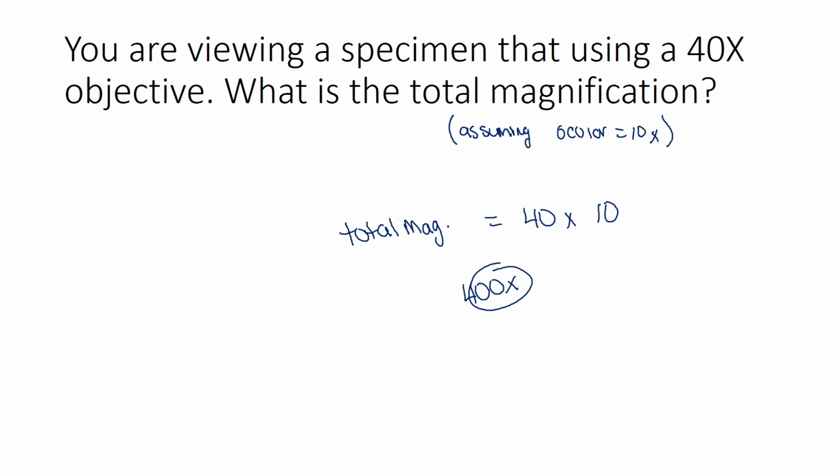All right, so that's a sample calculation. It can be asked in a number of ways. You might be given the total magnification and the ocular magnification, and you have to determine what the objective lens is. Again, these are relatively simple calculations. I just wanted to give you an example of it.